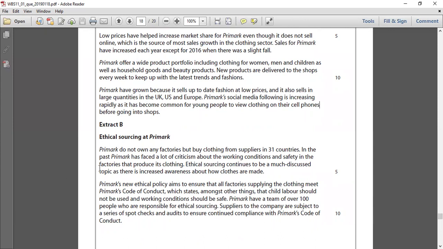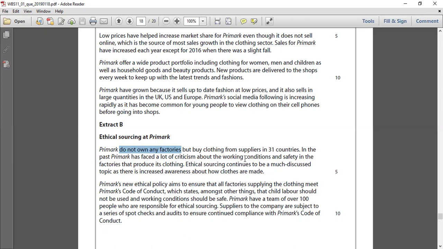In the past, Primark has faced a lot of criticism about the working conditions and safety in the factories that produce clothing. So you can underline here 31 countries, and then do not own any factory. They're selling a brand name in three big markets, US, UK, and Europe. So the factories, everything, they outsourced to 31 countries.